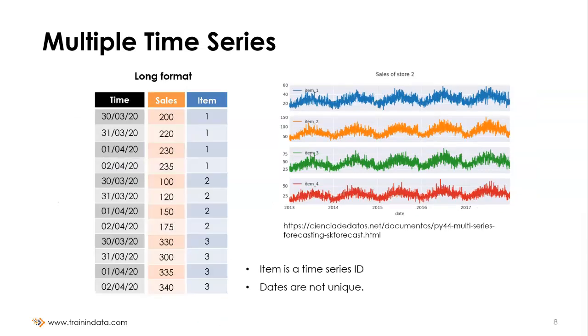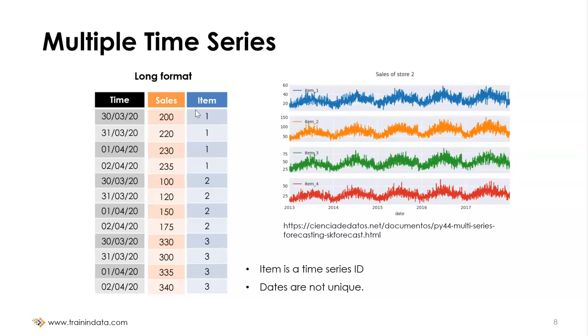More often, we will work with time series in a long format. This table is an equivalent representation of the multiple time series from the previous slide. But now we have all the time series in one column, and we have the product ID in a separate column. This product ID, or item as I call it here, is the time series identifier. It's what allows us to identify or separate one time series from the other.